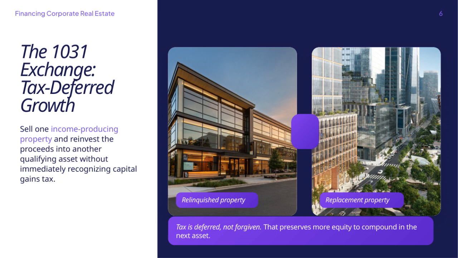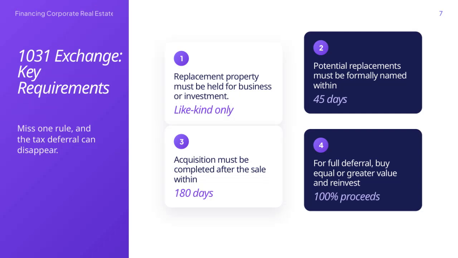The property you sell is known as a relinquished property, while the new property you acquire is called a replacement property. This strategy is powerful because it enables tax-deferred growth, helping you build wealth more efficiently within your real estate portfolio. Let's talk about the key requirements of a 1031 exchange, which is crucial for financing corporate real estate.